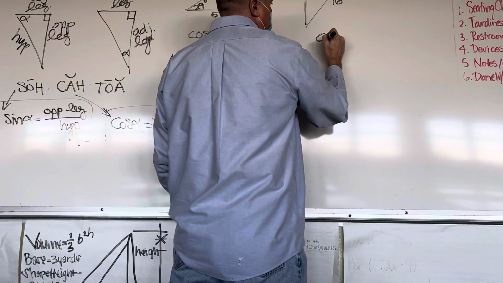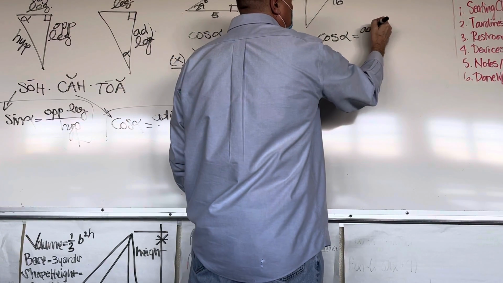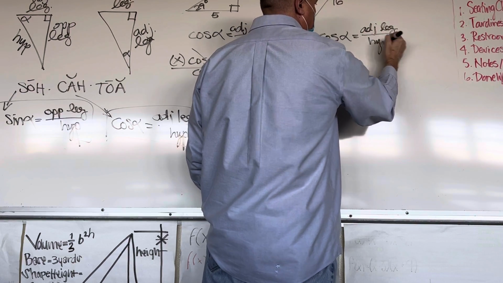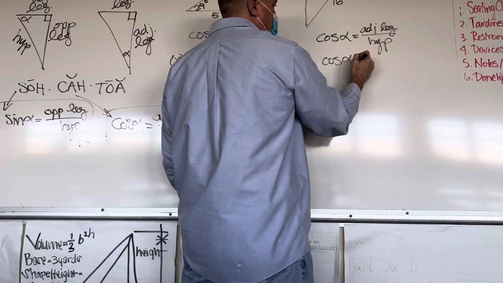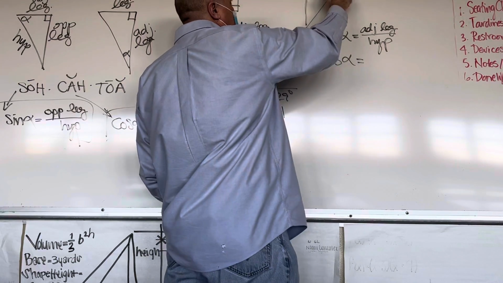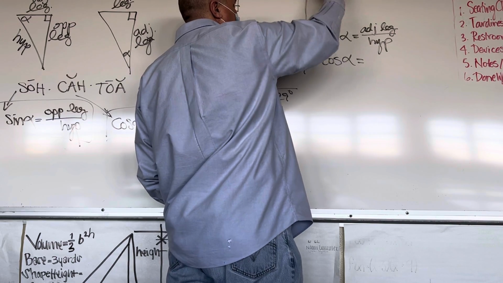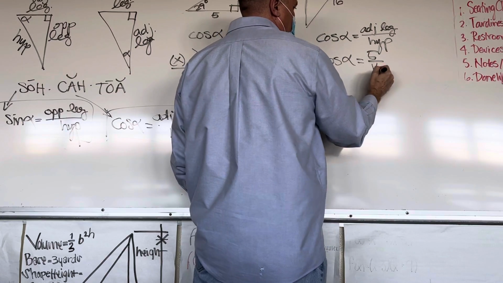All right, let's say cosine alpha again equals adj leg over height. Cosine of, we don't know the angle in this case, so it stays alpha. The adj leg, these are the two legs because they're attached to the 90, and it's the adjacent leg because it's next to. So it's going to be 5 over the height, which is 16.